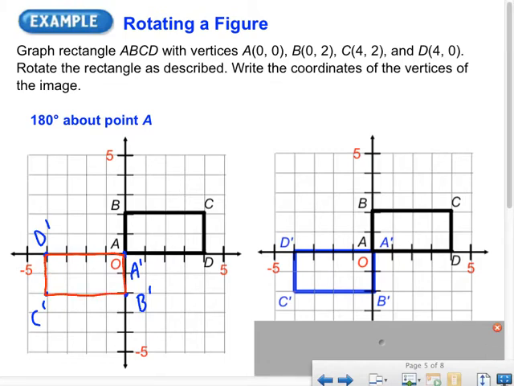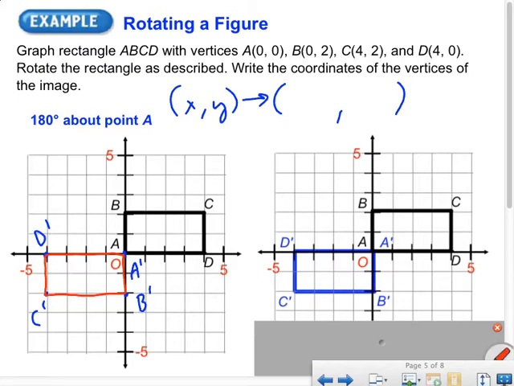Now, that's, to me, an easier one. Can somebody tell me what's the rule that we can write for a 180 degree rotation? What would the rule be for that? If I have an X and a Y, what would my arrow rule notation be? What's happening to my values of X? Let's go ahead and put these in here.